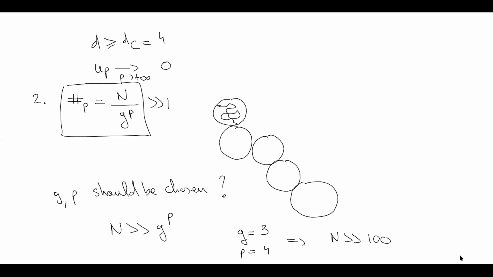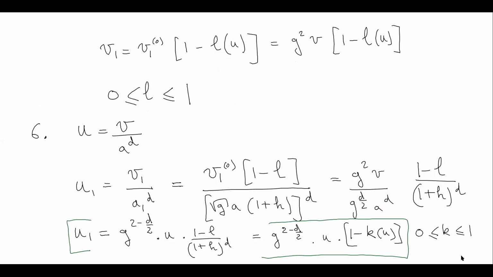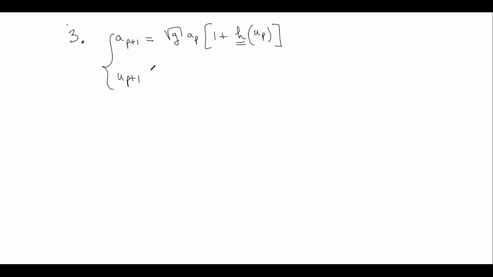Well, exactly with what you propose, we can just copy paste this relation that is here. So it's G to the power 2 minus D over 2 multiplied by a function of the previous step. So it's G to the power 2 minus D over 2, the coupling constant at the previous step, and there was this prefactor, which was 1 minus K of U_P. And again, the function K is the same as the one we discussed before for the same reasons. So those are my iterative relations between step P and step P plus 1. Okay. All right.